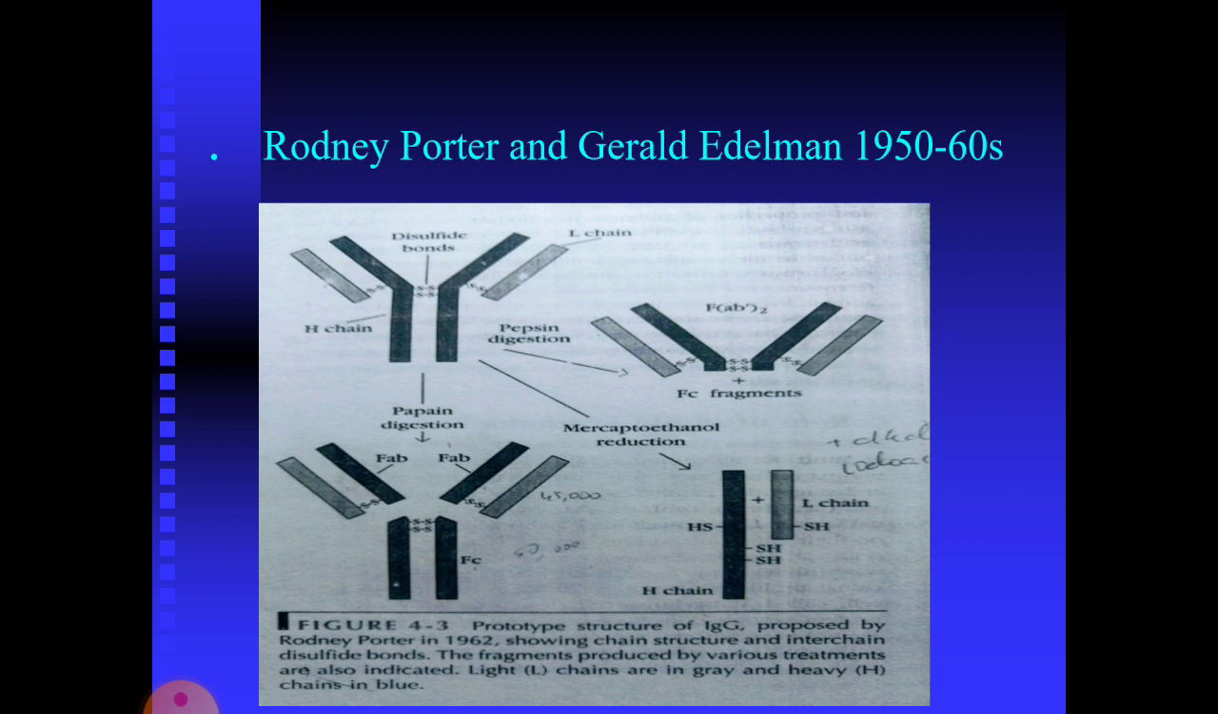Porter and Edelman first separated the gamma globulin fraction of serum into high molecular weight and low molecular weight fractions. They both studied the low molecular weight fraction, which contained 1,50,000 molecular weight gamma globulin designated as immunoglobulin G.